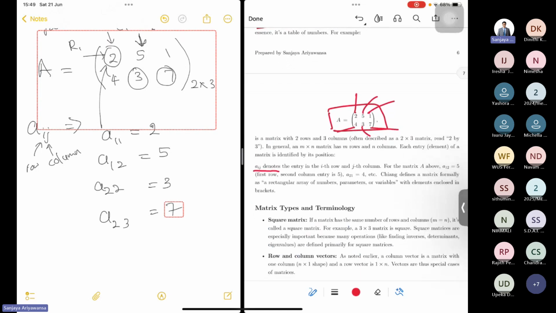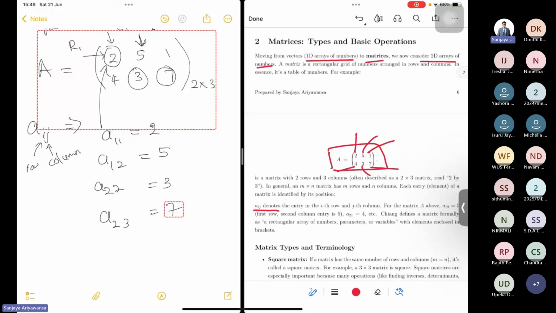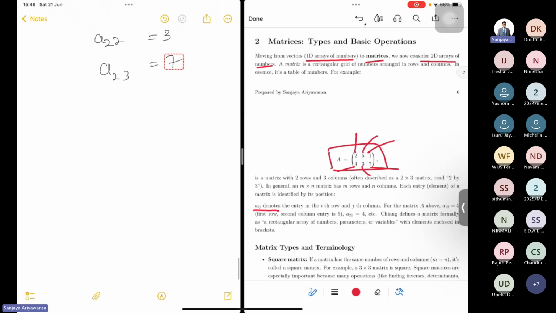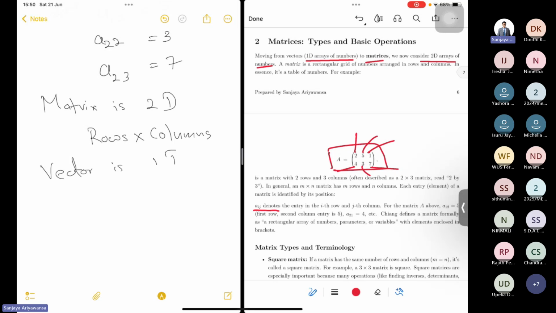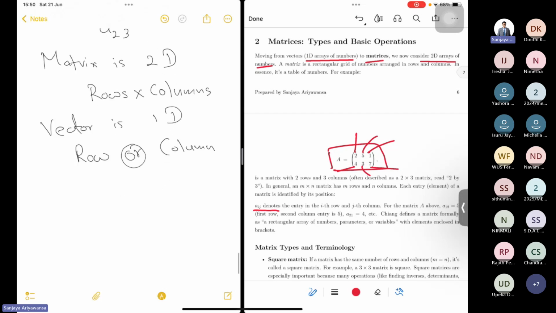So keep in mind, a matrix is, we consider it to be a two-dimensional array of numbers. Why is it two-dimensional? Now we looked at that. A matrix is two-dimensional, 2D, because we have rows and columns, right? Whereas a vector is one-dimensional because it's a row or a column. So in our example, A, 2 5 1 4 3 7, is a 2 by 3 matrix.